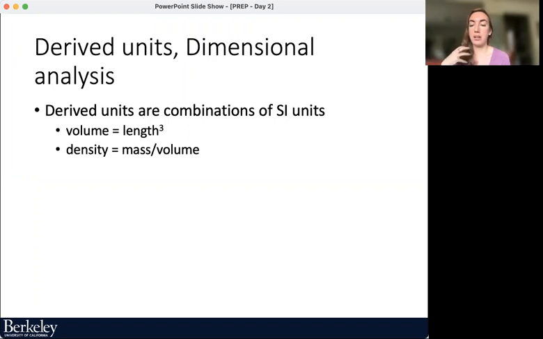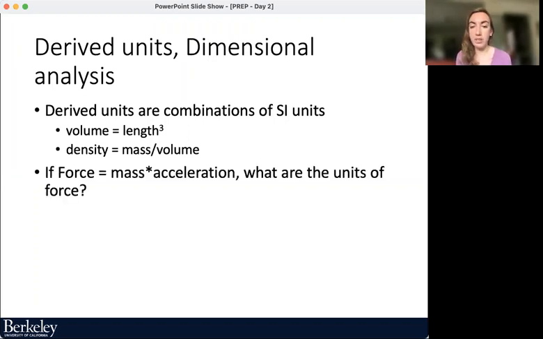So all sorts of other properties or quantities that we might want to measure are different combinations of other SI quantities. For example, you might know from physics, F equals ma. That's like the most common physics equation. Force equals mass times acceleration. For me, I never memorize the units of force, because as long as I know that F equals ma, I can figure out what those units of force will be.